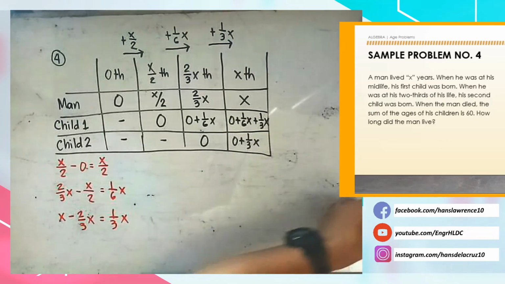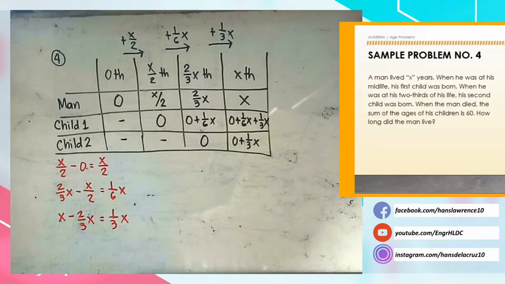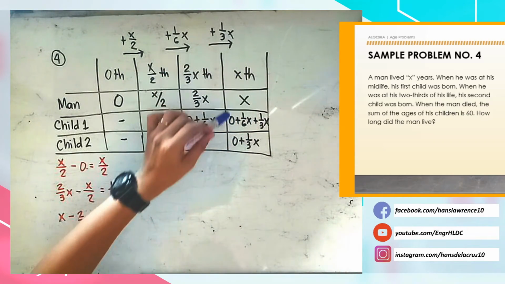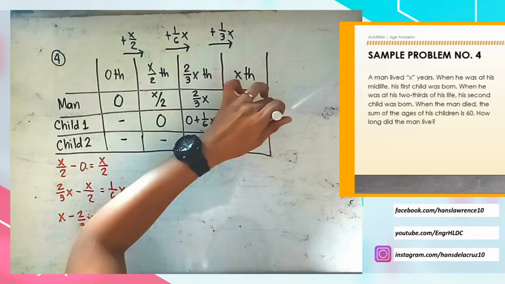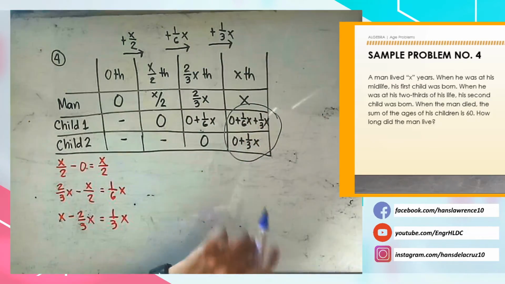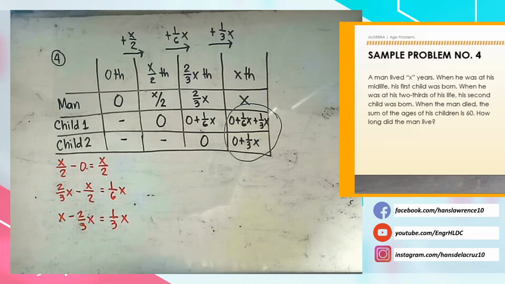Okay, so now we have completed the table. Let's proceed to the interpretation of the statement of the problem, the last one. It says, when the man died, the sum of the ages of his children is 60. So the data we will use is this, specifically these two. The sum of the ages of his children is 60. So we convert that into an algebraic expression.